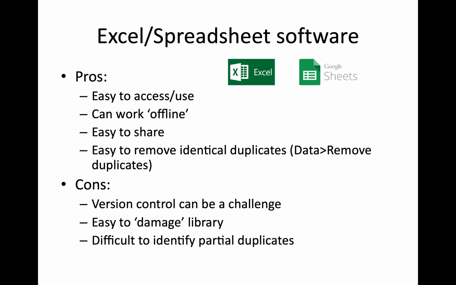It's also very easy to misalign cells. So if you accidentally remove some cells and shift some cells up, you would misalign the data, and the data in one row might not all be from the same citation.